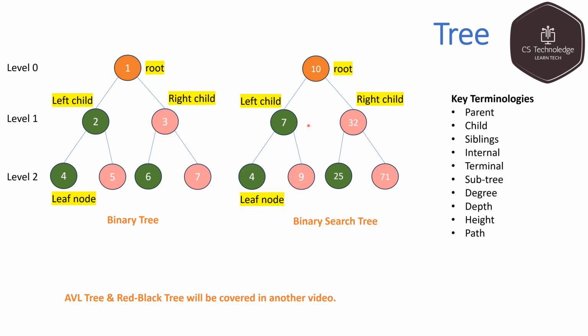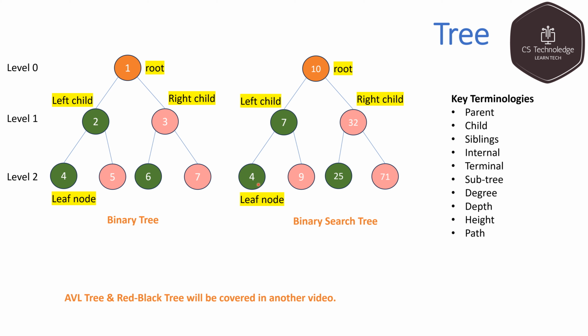Internal nodes. What are the internal nodes? For example, in this diagram, you can see 7 and 32 are the internal nodes, right? Because they are neither root nor leaf. What are terminal nodes? Terminal nodes are the nodes which are at the end, right? So for example, 4, 9, 25, 71 are the terminal nodes.